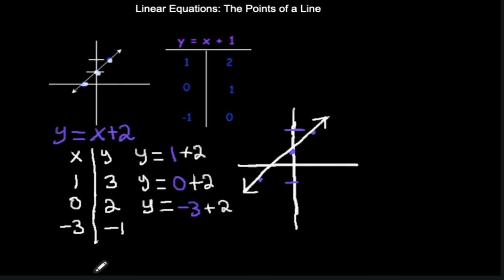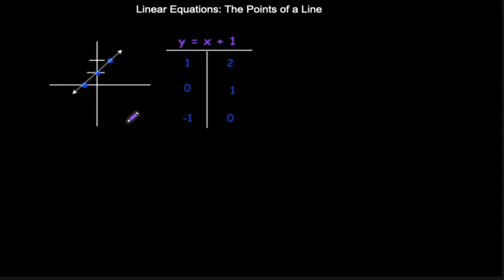But I want you to keep in mind that as long as you substitute a value for either variable, you can solve for the other variable. So for example, let's say you have the line y equals x minus 3. So we're going to create a table of x and y values, or a t-chart. So we have x and y.